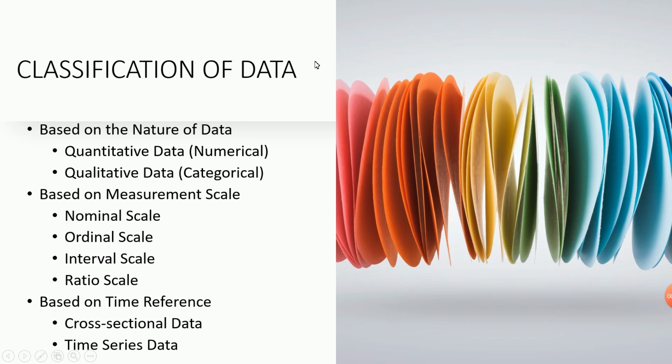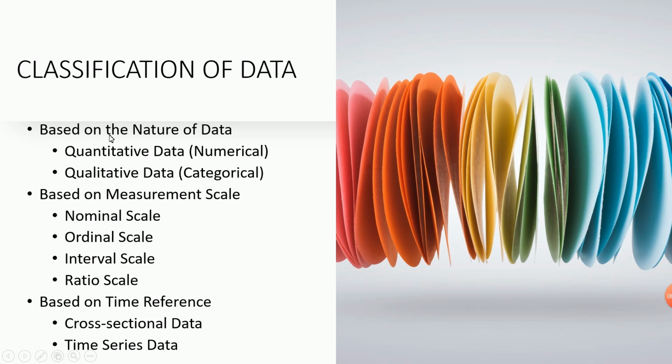Now comes classification of data. Like I said, I don't know how many of you remember that classification or categorization is different from types. A single thing could be categorized in many ways, but when it comes to types, there is only a fixed number of types. So here we are classifying the data based on certain characteristics.